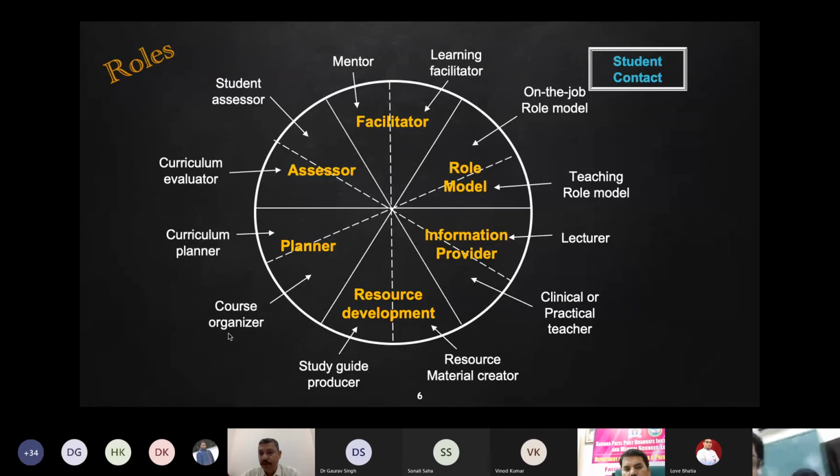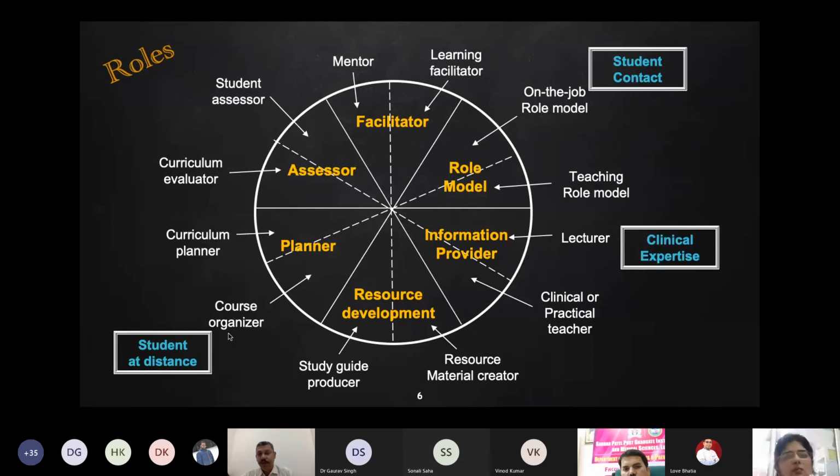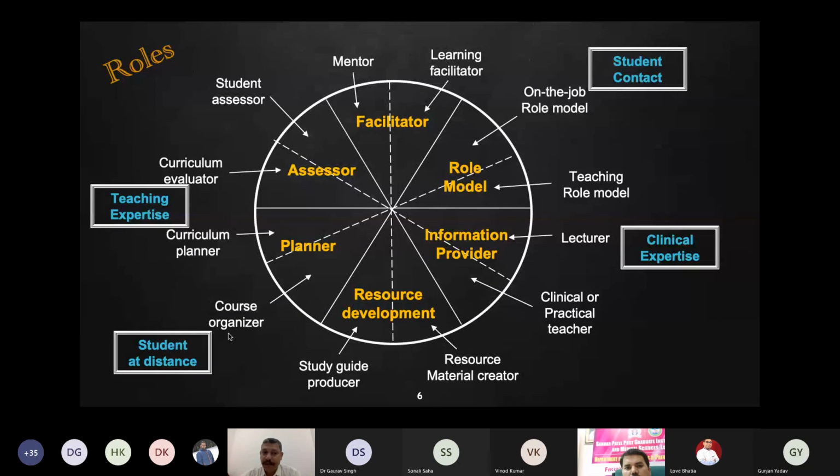Some of these roles we perform when we are in contact with the student, like the on the job role model. Some of the roles we have to perform when students are at a distance, that is, when we are away from the students, like course organizer. Then some of the roles which we play require a lot of clinical expertise, while some of the roles, as a curriculum planner and curriculum evaluator, require teaching expertise. So these are all the requirements which we need to fulfill as a teacher.